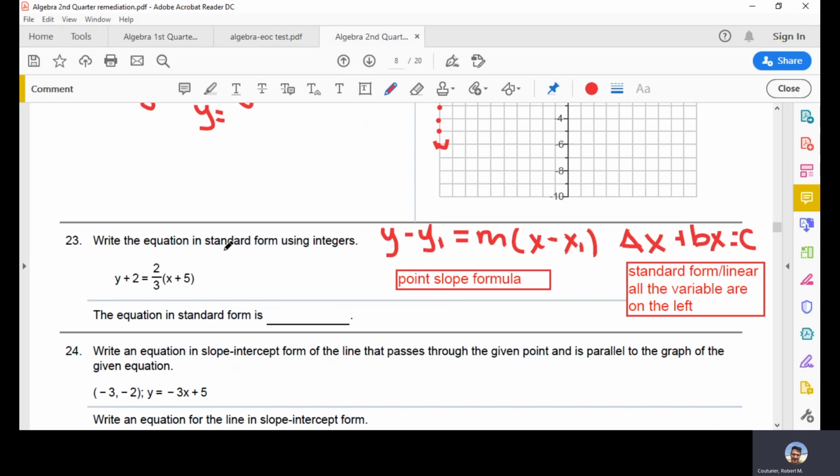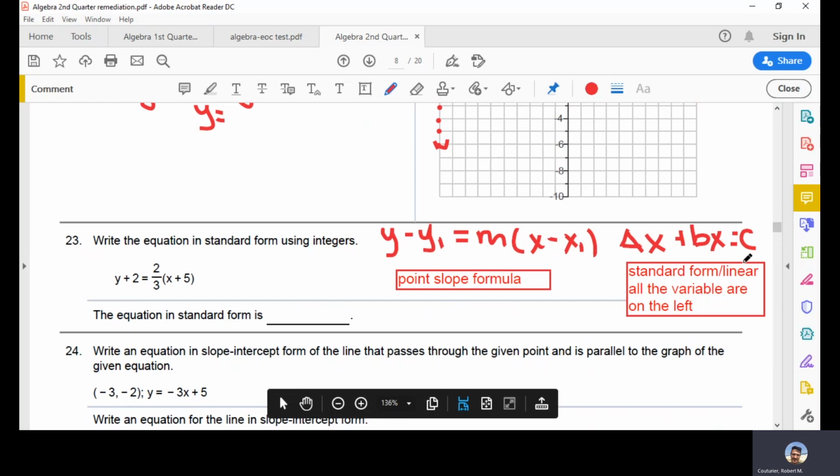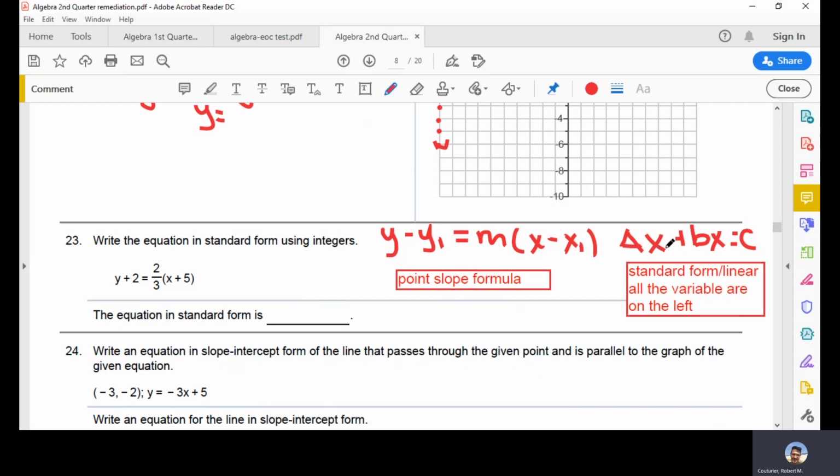23. We're going to look down here at 23, and it says write the equation in standard form using integers. So remember, we have a point slope formula. That's what they give us. And we talked about standard form up above a few questions where it's ax plus by equals c. Actually, this is supposed to be a y. My apologies. And what we have is all of our variables on the left hand side, and the constant is on the right hand side.